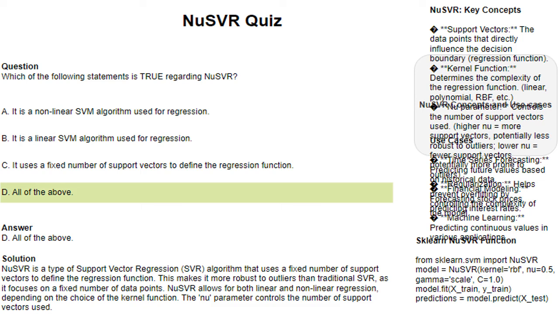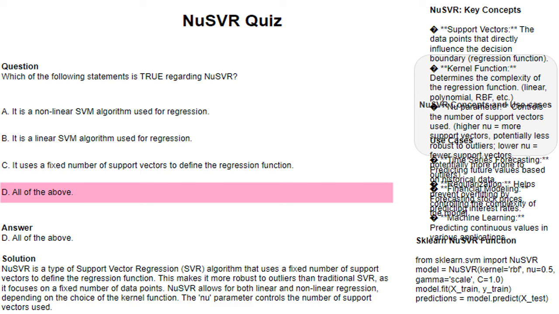NuSVR differs from standard SVR by utilizing a fixed number of support vectors, as indicated by the nu parameter. This fixed number contributes to its resilience against outliers, as it focuses on a predetermined set of influential data points. C. It uses a fixed number of support vectors to define the regression function. This statement is true as all the previous statements are true. D. All of the above.